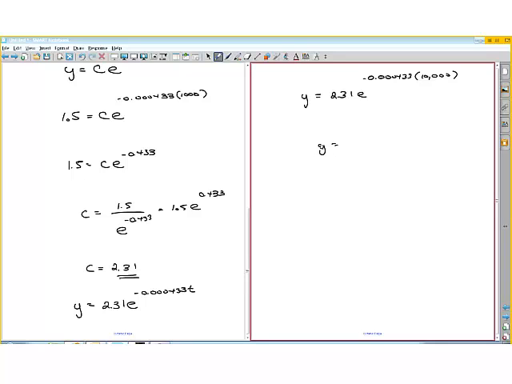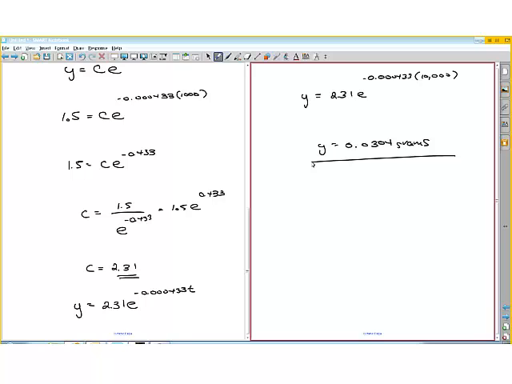2.31 times e to the negative 0.000433 times 10,000, right parenthesis, and I get 0.0304 grams, which should be less. As time goes along, we have less and less of the material when you have exponential decay. So that was problem number 34.